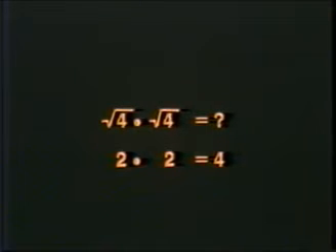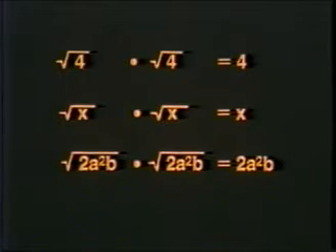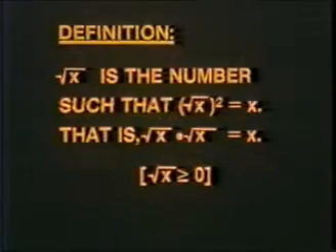The square root of 4 is the number which, multiplied by itself, gives 4. So the same thing has to be true also for any other number. The square root times the same square root gives the number itself. Remember that. We're going to use it. Lots. The same thing stated as a definition.